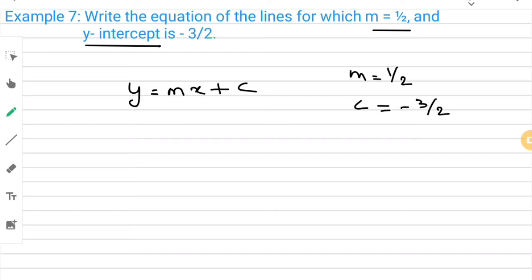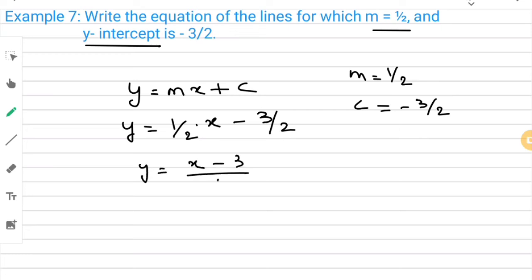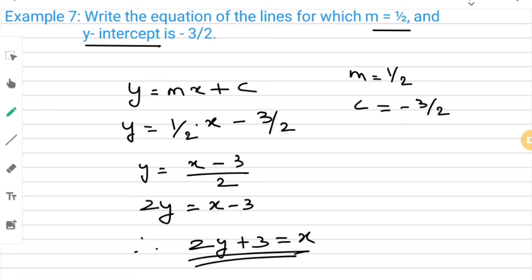Directly you can substitute over here. So y is equal to 1 by 2 into x minus 3 by 2. Taking the LCM, you will get y is equal to (x minus 3) by 2. On cross multiplying you will get 2y is equal to x minus 3. Therefore, the equation is 2y plus 3 is equal to x. And this is the equation of the line whose slope is 1 by 2 and y-intercept is minus 3 by 2.